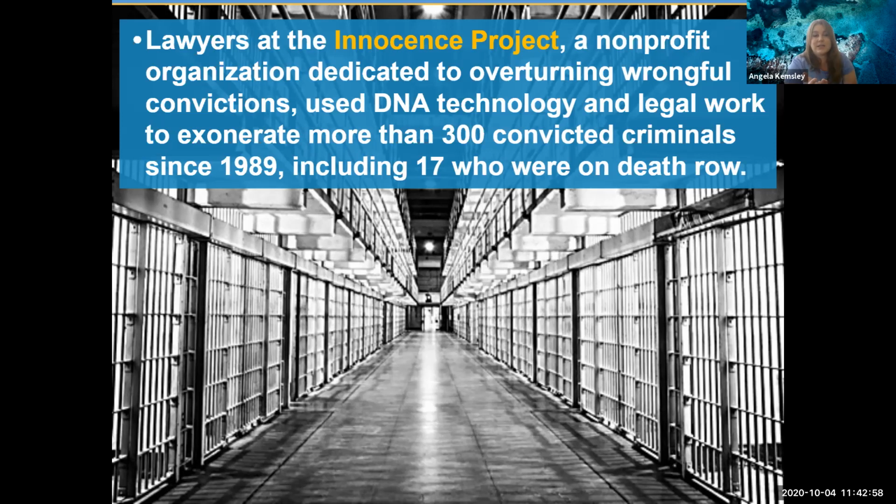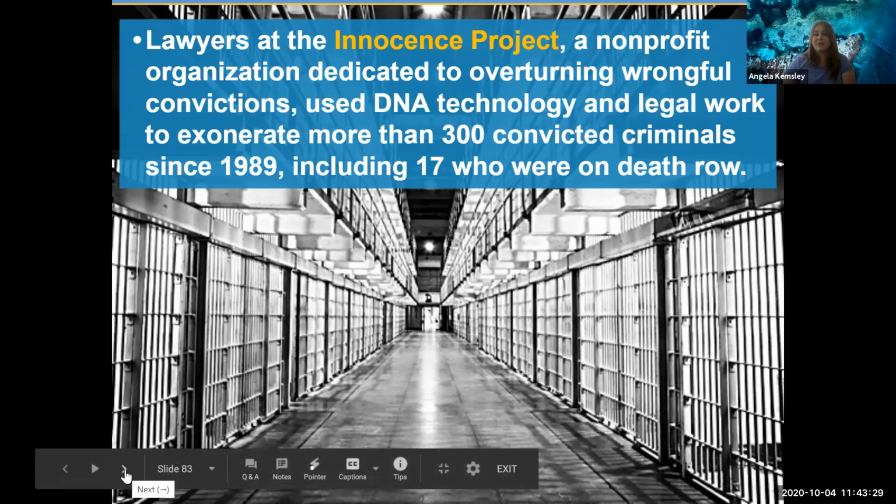So the Innocence Project is a nonprofit organization that was dedicated to overturning wrongful convictions using DNA technology and some legal work. And they've been able to exonerate more than 300 convicted criminals since 1989. So over 300 people who were wrongfully convicted were able to have their sentences overturned by the introduction of DNA technology. And there were 17 of those who were on death row, so for crimes that they didn't commit. We were able to show that using DNA profiling once that became a technology we could actually use. And it's relatively new. Look at that. So the Innocence Project was since 1989.